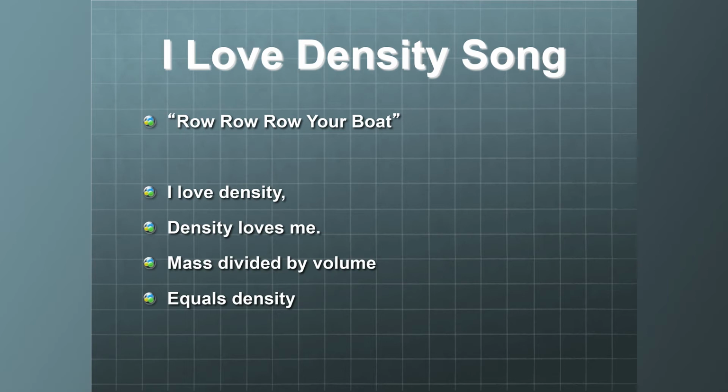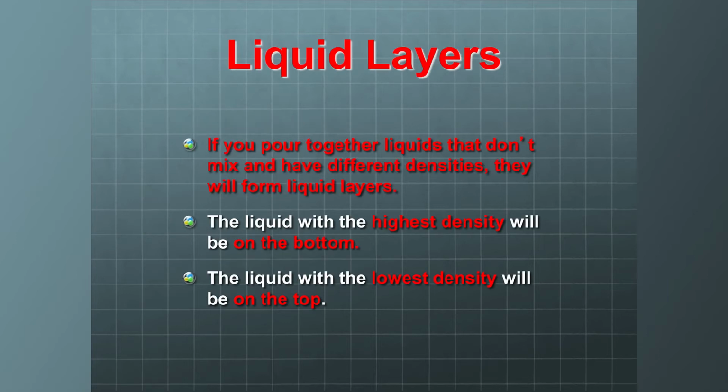Whichever way works for you, you need to remember that density is mass divided by volume. So now let's talk liquids. If you pour liquids together and they have different densities, they will layer. The highest density, or the most dense, will be at the bottom, and the lowest density, or the least dense, will be at the top.